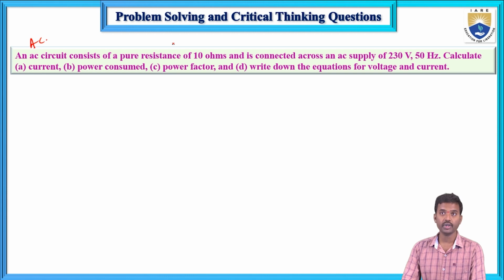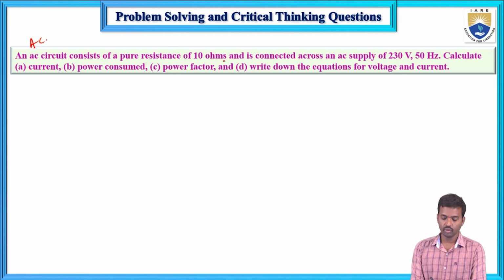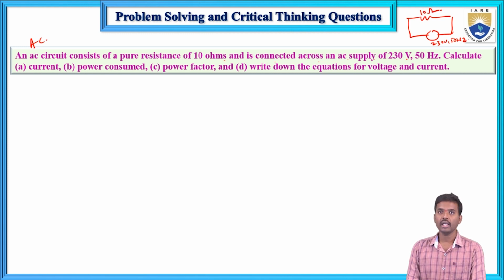An AC circuit consists of a pure resistor of 10 ohms and it is connected across the AC supply 230 volts. So now this is the resistor connected across the AC supply 230 volts and 50 hertz, and this is 10 ohms. Now calculate the current value and power consumed. Next, third, power factor, that means cos phi, and next, fourth one, write down the equation for voltage and current.